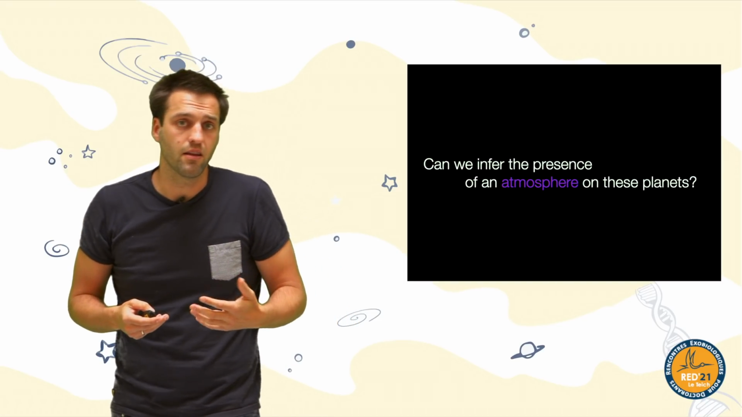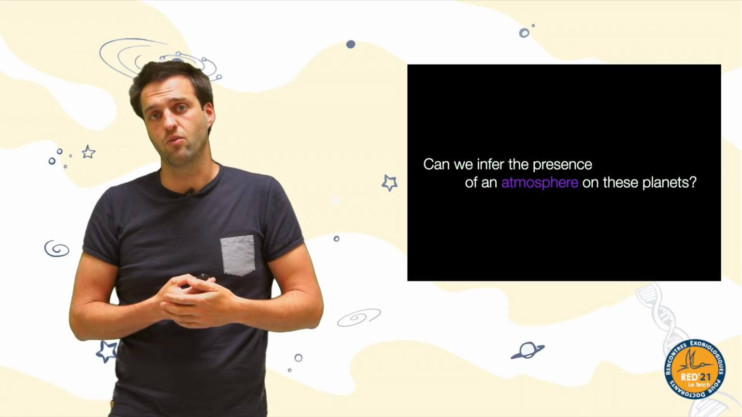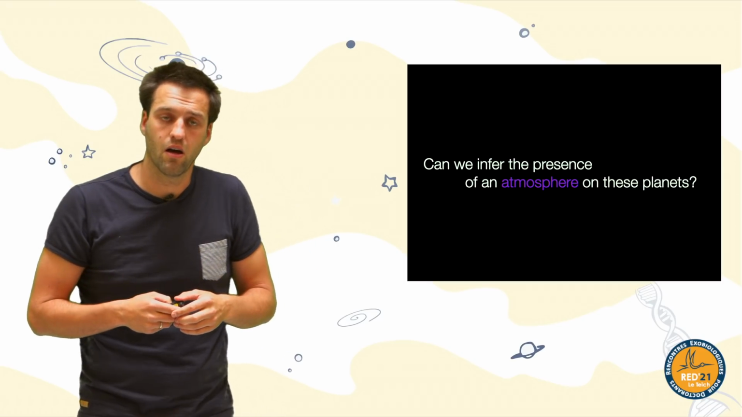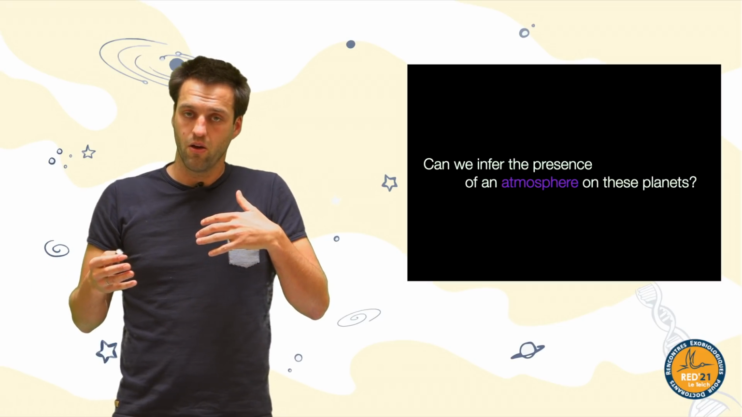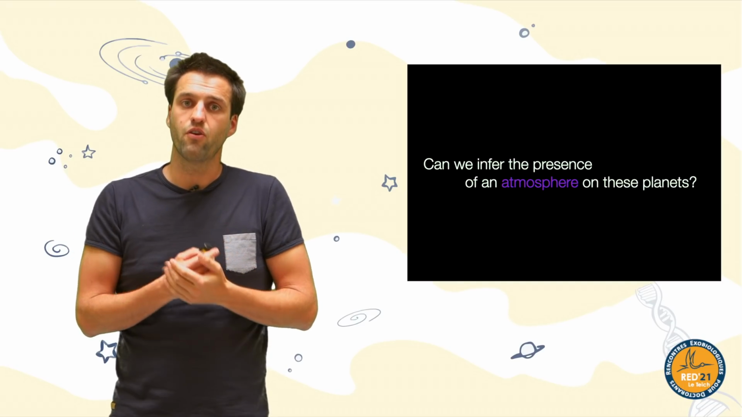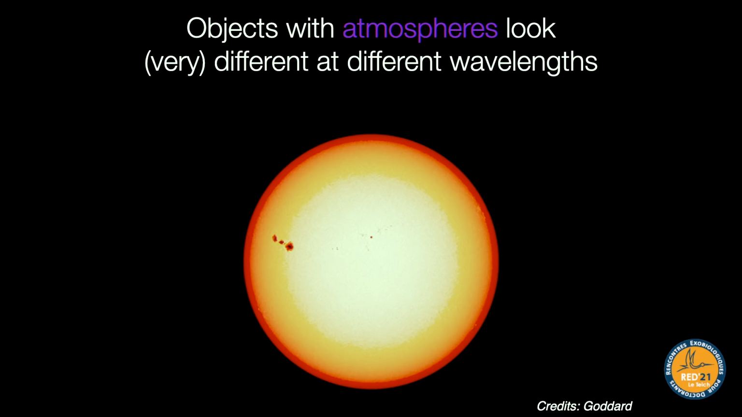What I mean by that is, for example, how can we know whether there is an atmosphere on this planet and what this atmosphere is made of? In the rest of this course, I'm going to look at the tools that we use to infer whether there is an atmosphere or not on these planets. Again, we have to understand that we cannot go there and we cannot take a picture of it.